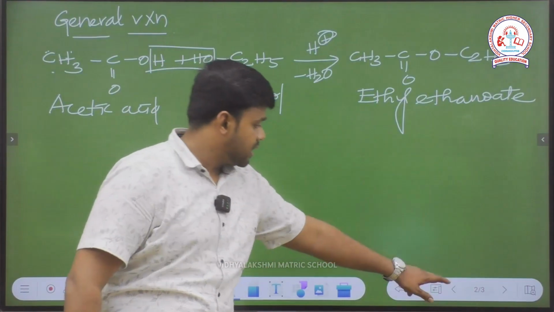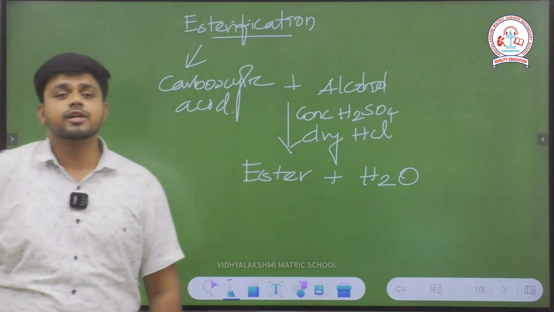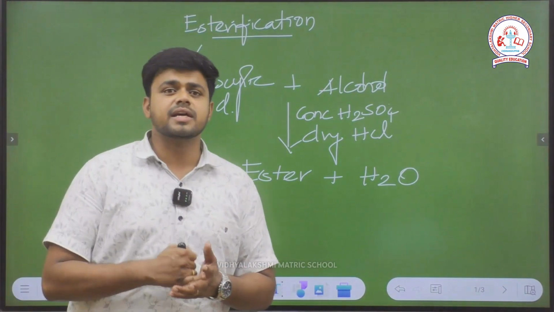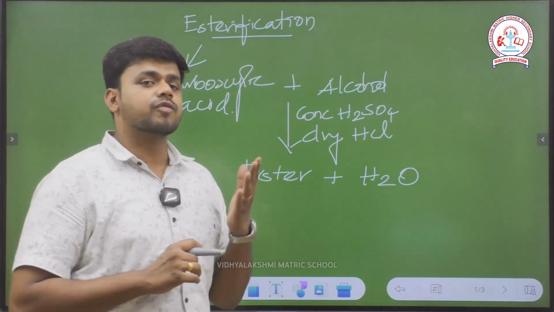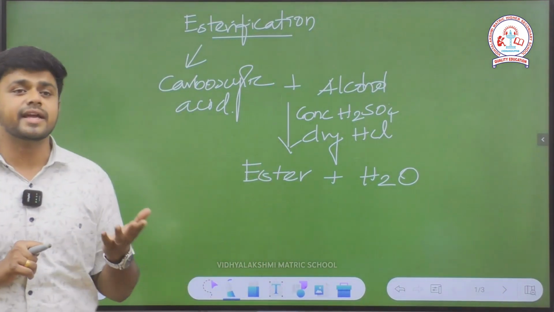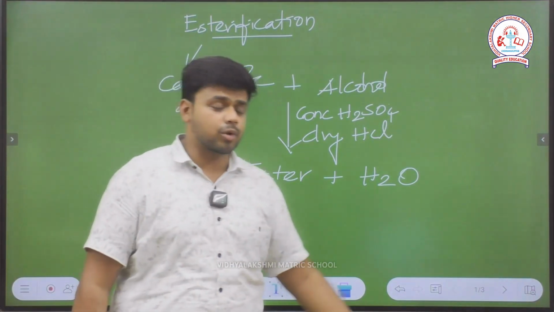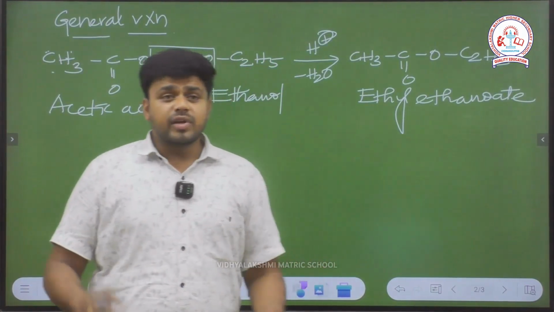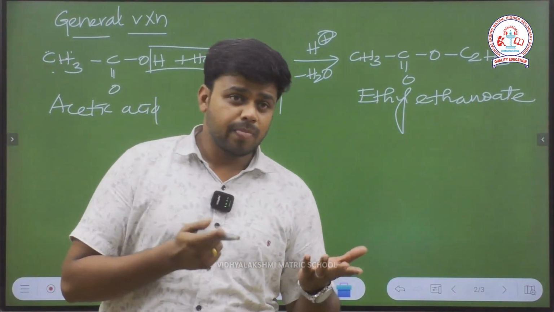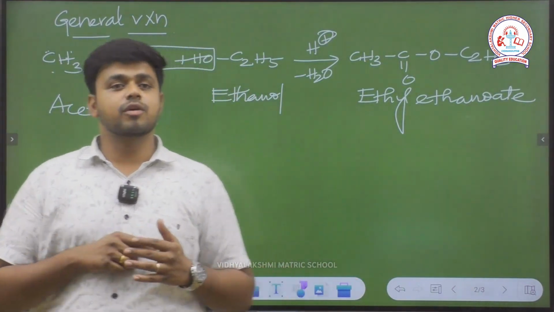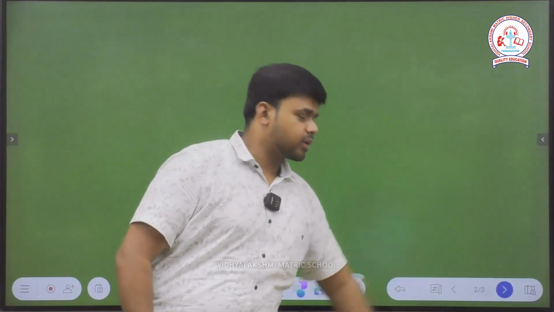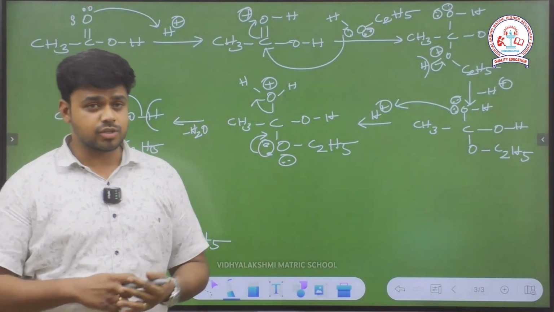As I said, this mechanism of esterification includes the reaction between a carboxylic acid and an alcohol in the presence of concentrated sulfuric acid, or you can take dry HCl. The resultant product is an ester, and a water molecule is obtained as a byproduct. Then we take acetic acid and ethanol, so a water molecule goes out, which results in the formation of an ester. So to end with the mechanism, we have seen it very clearly.